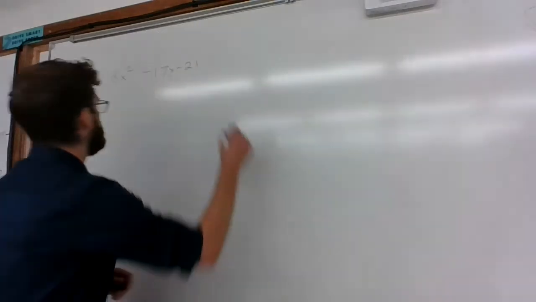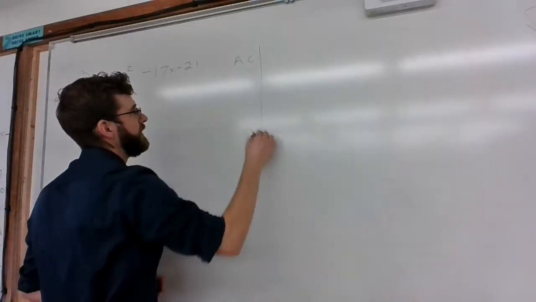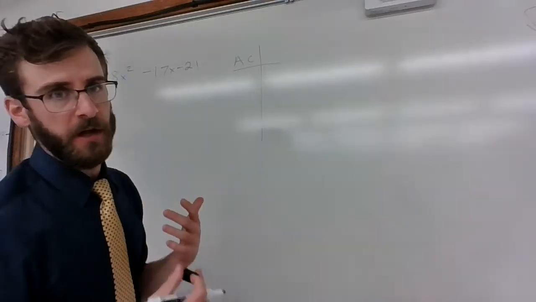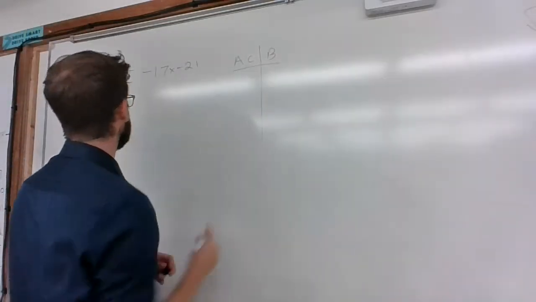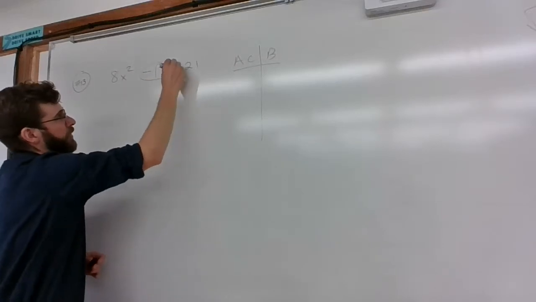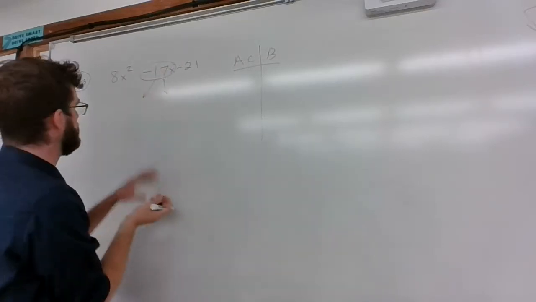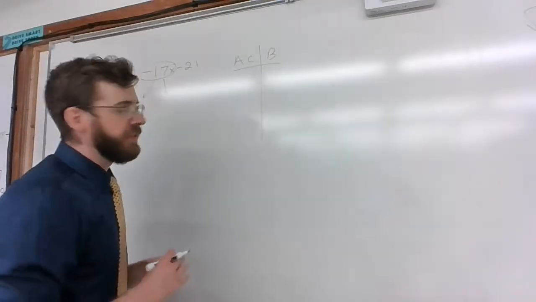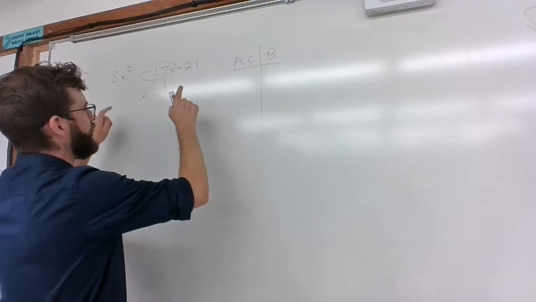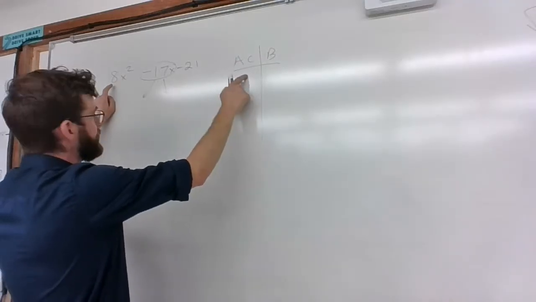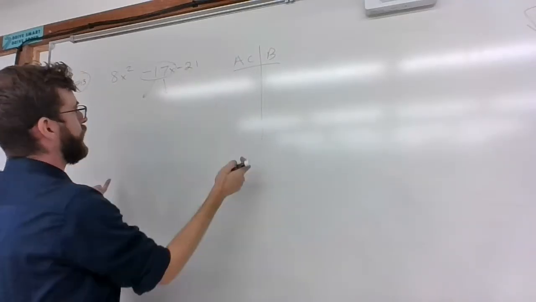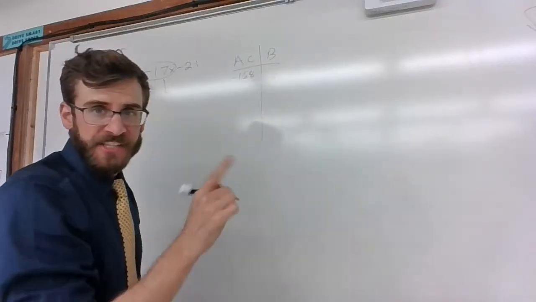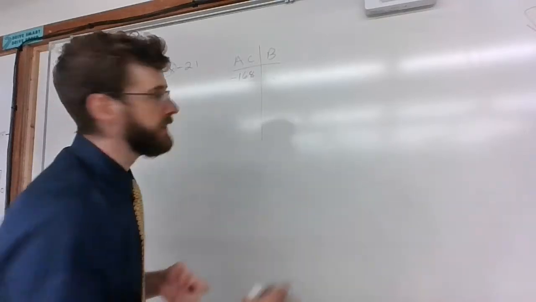AC method says, all right, I'm not going to be able to do this with 3 terms if it's a quadratically structured polynomial. What I can do, though, is try to split up the middle into 2 parts that share something with both my A term and something with my C term. The connection is that we want to find something that multiplies to 8 times negative 21, which is negative 168, but at the same time adds up to our middle term B, negative 17.